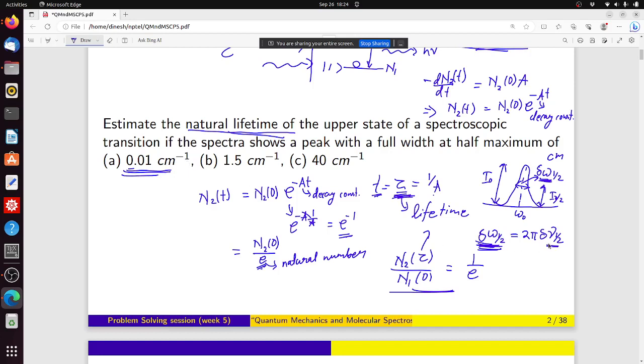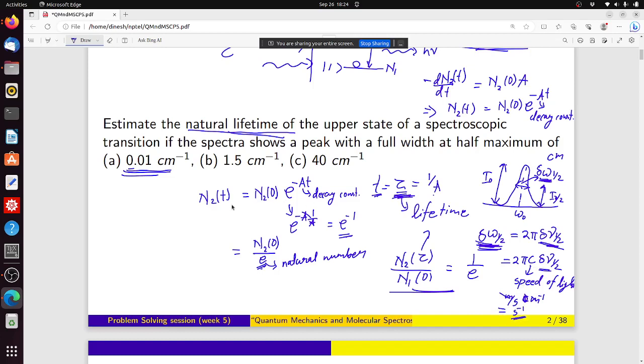Okay, so we have to rearrange this right hand side. If I write it like this, 2 pi c delta nu half, where c is the speed of light. This is meter per second, and this is given in centimeter inverse, or maybe you can say meter inverse. So effectively this will give me the unit second inverse.